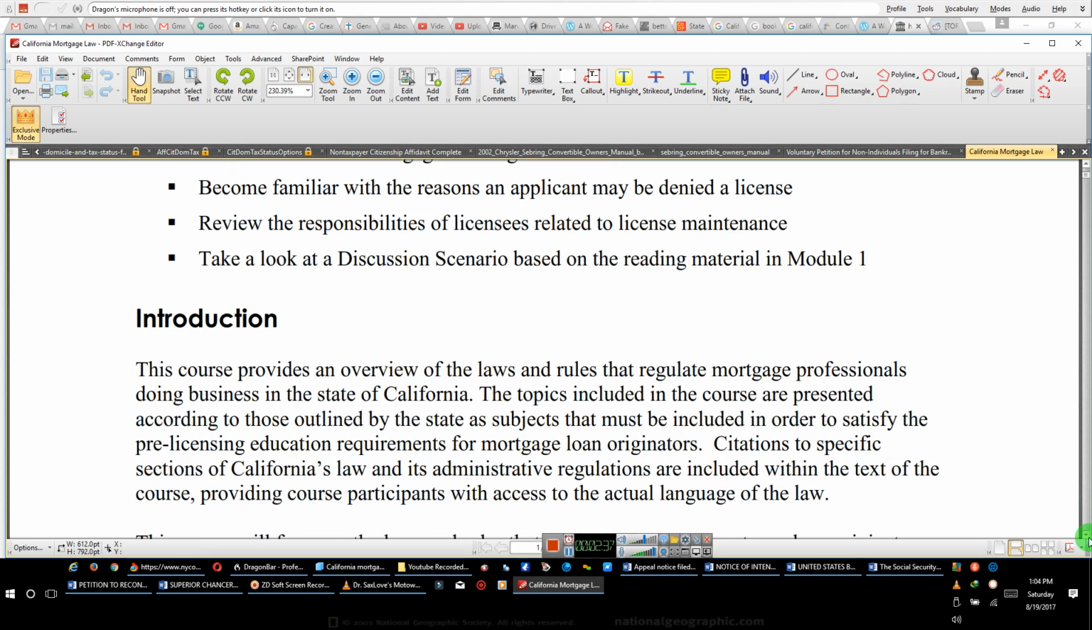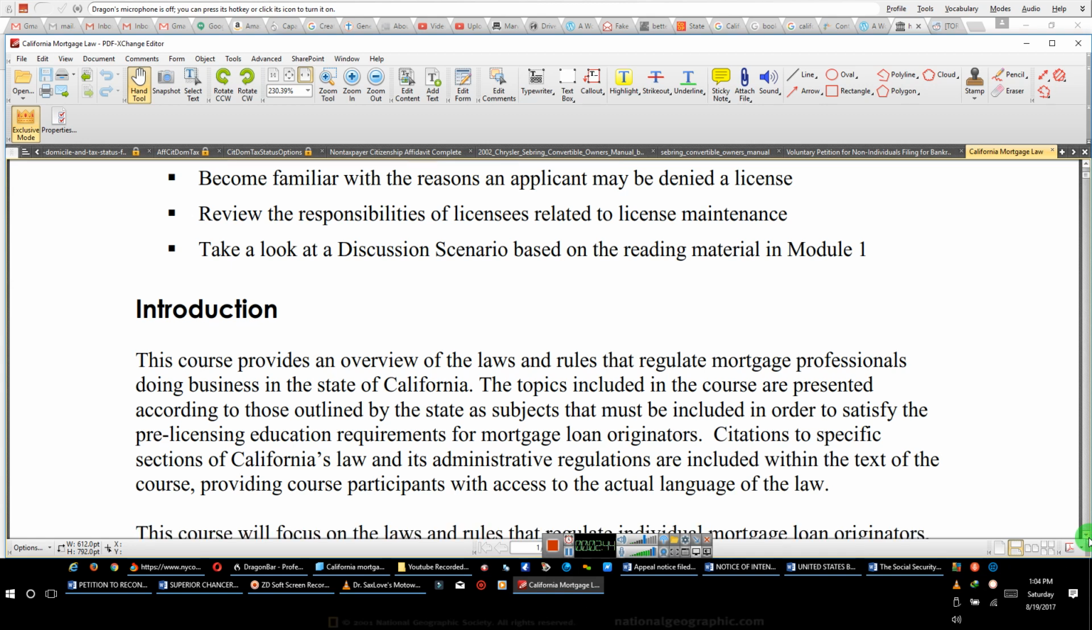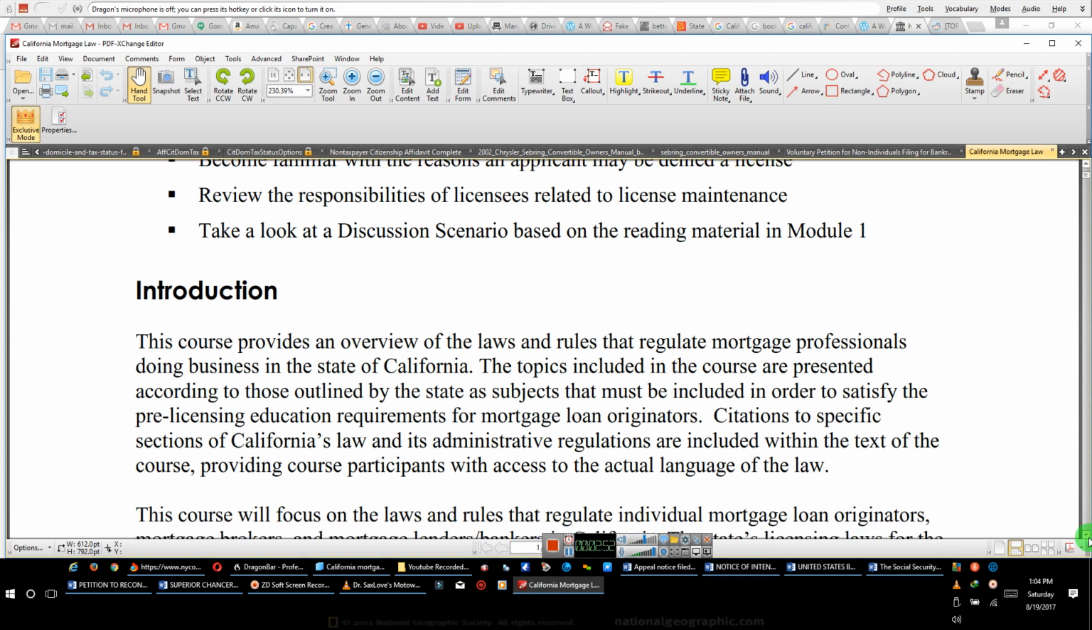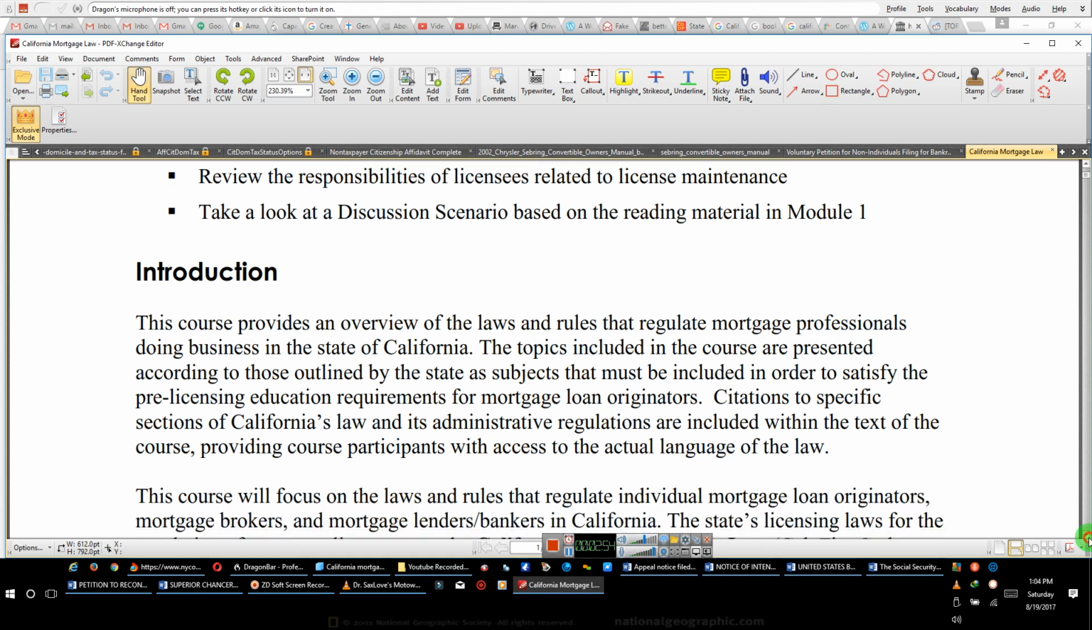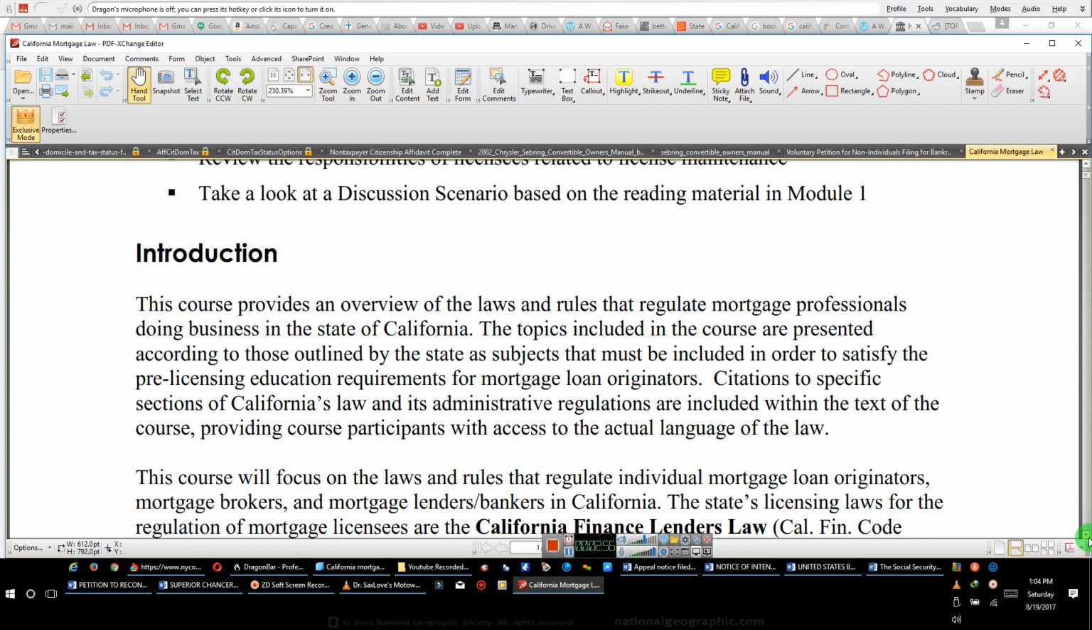This course provides an overview of the laws and rules that regulate mortgage professionals doing business in the state of California. The topics included in this course are presented according to those outlined by the state as subjects that must be included in order to satisfy the pre-licensing education requirements of the mortgage loan originators.